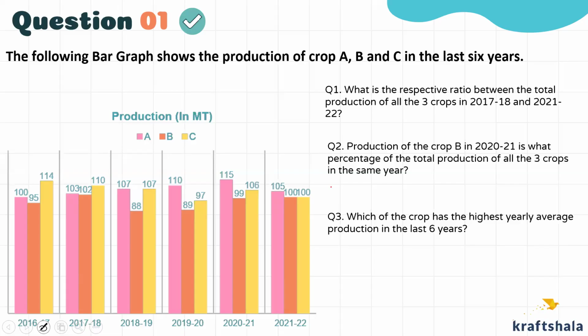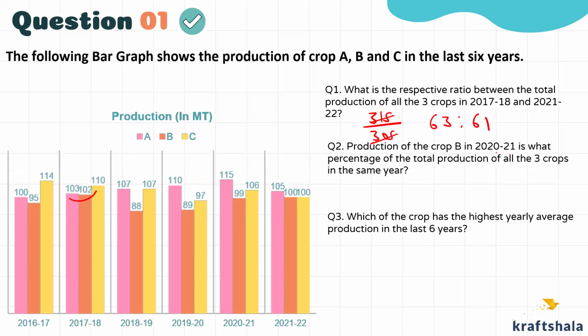All right, let's try. So first question says, what is the respective ratio between the total production of all three crops in 2017-18 and 21-22? So let's add all three: 100, 300, 12, 15. 315 upon 21-22, that is 305. So 63 is to 61.